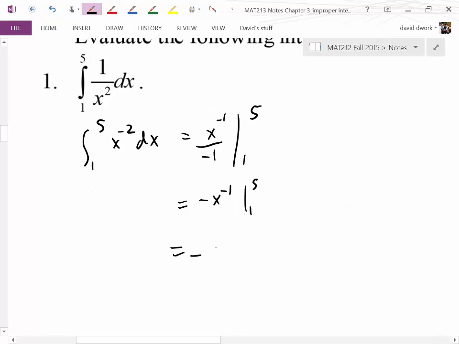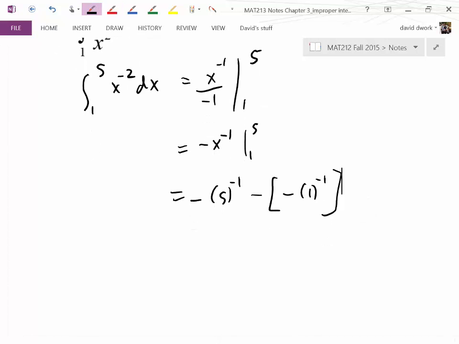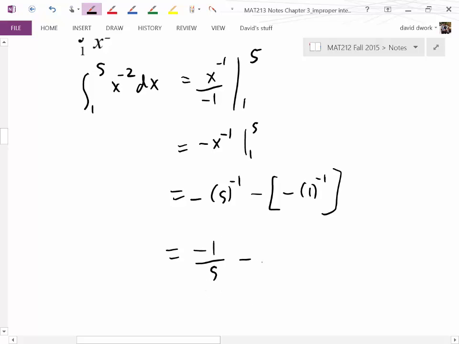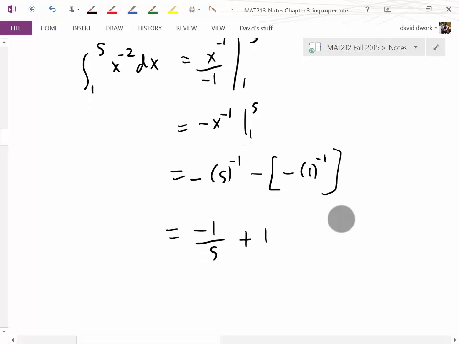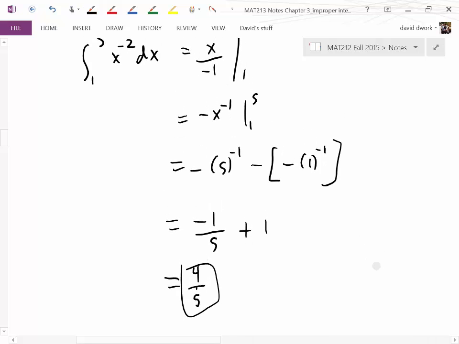So now we go ahead and substitute in our numbers. This would be negative 5 to the negative 1 minus negative 1 to the negative 1, and just go ahead and simplify as much as you can. This would be negative 1 over 5 minus a negative, well, 1 to the negative 1 is just 1. So it ends up being plus 1. Therefore, 1 plus a negative 1/5 would make 4/5. So there would be our answer. We could also say that this converges to that value.